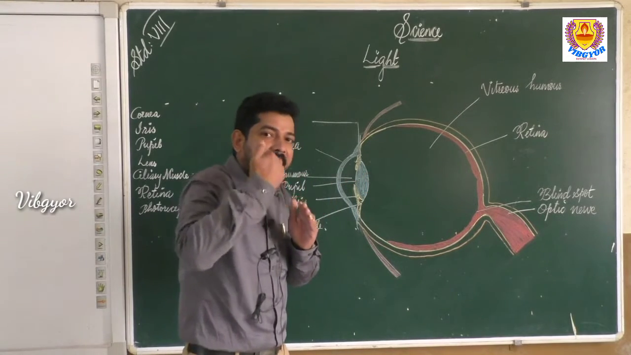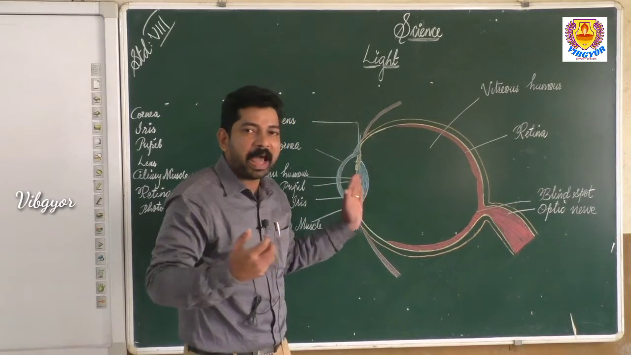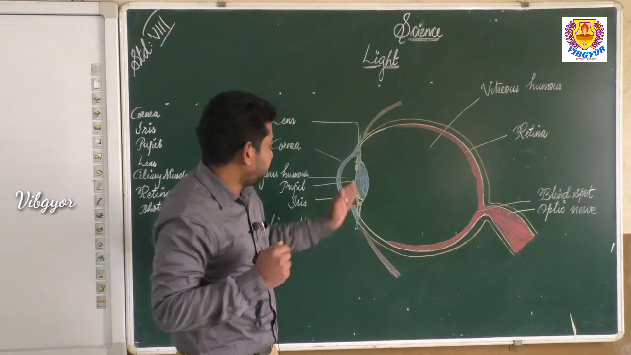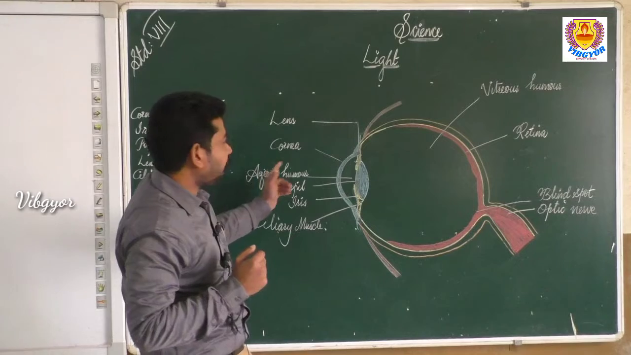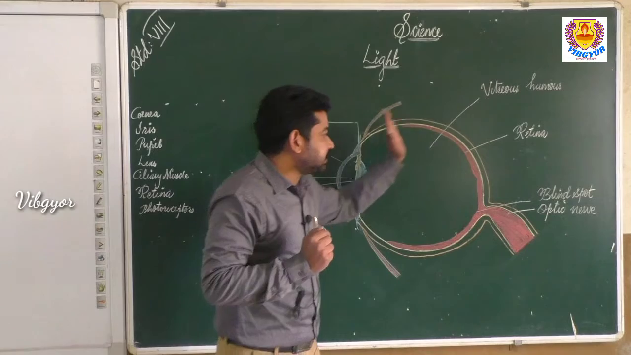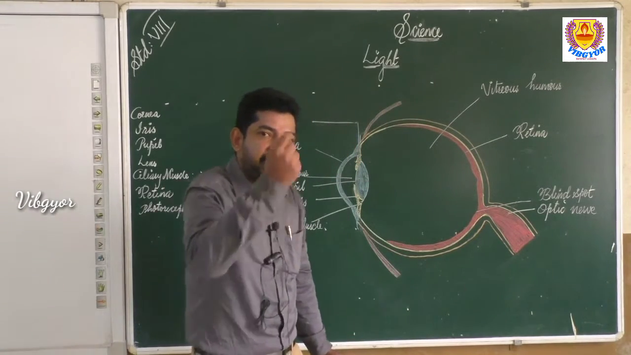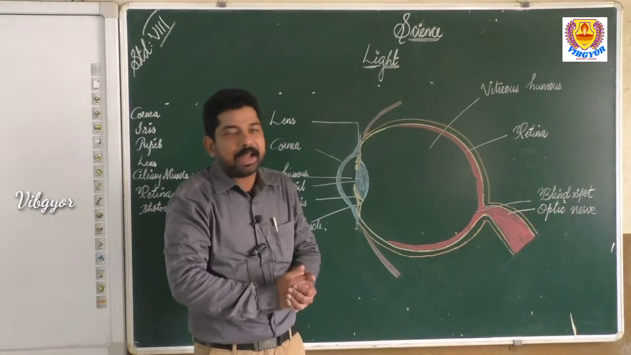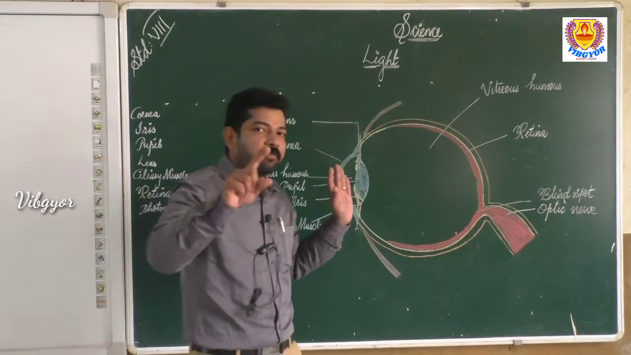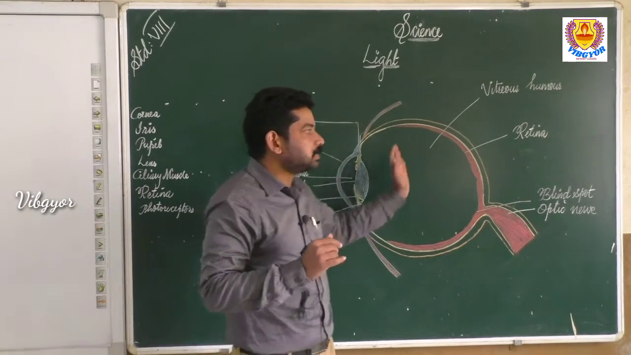The place between the cornea and the eye lens is filled with a fluid. What is the name of that fluid? The name of the fluid is aqueous humor. In the same way, the space between the eye lens and the retina is filled with another jelly-like material, and that is known as vitreous humor. So the eye contains two types of fluids: aqueous humor and vitreous humor.